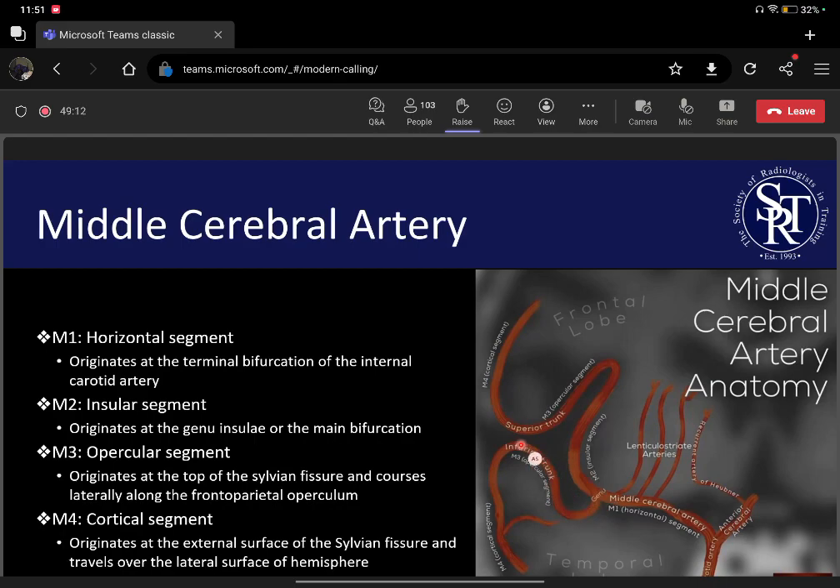M3, the opercular segment, starts at the top of the sylvian fissures and goes around the frontoparietal operculum. And finally, M4, the cortical segment, travels over the lateral surface of the hemisphere.